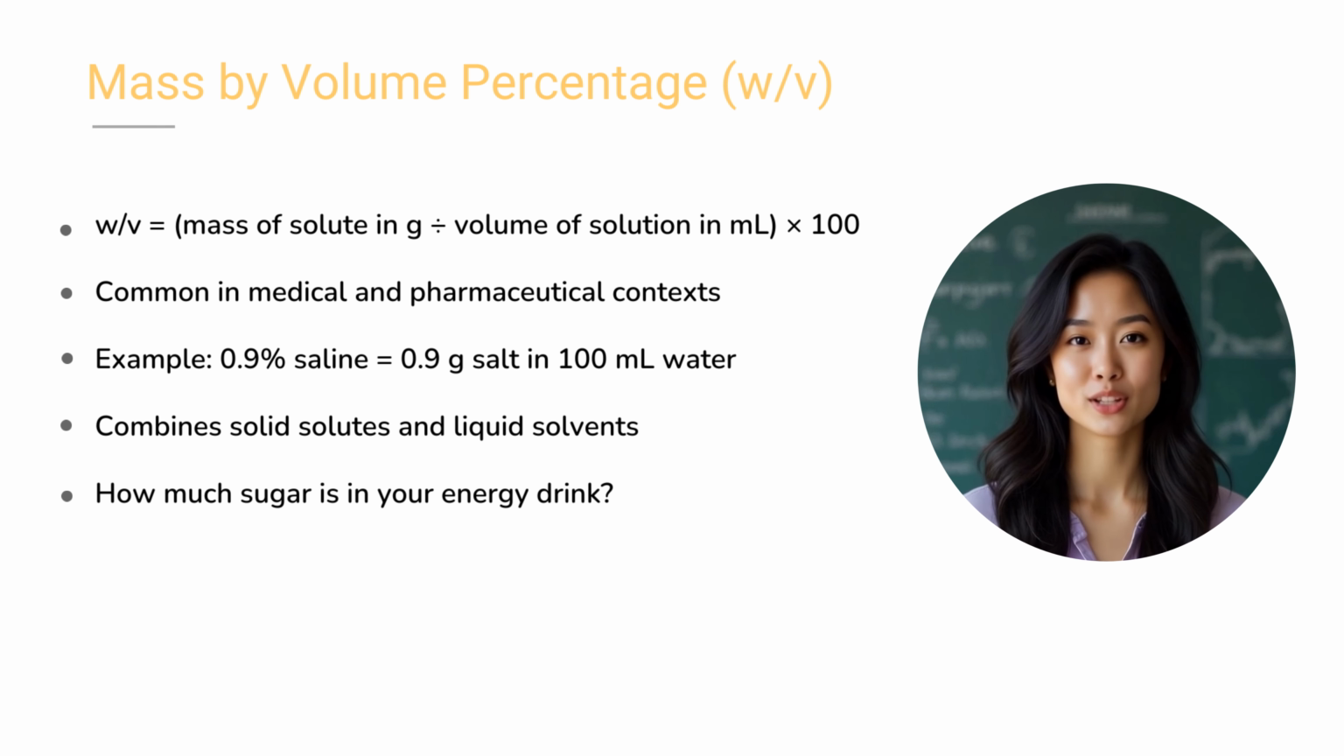Mass by volume percent equals the mass of solute in grams divided by the volume of solution in milliliters, multiplied by 100. Let's say a saline solution is labeled as 0.9% mass by volume. This means 0.9 grams of salt is dissolved in 100 milliliters of solution.